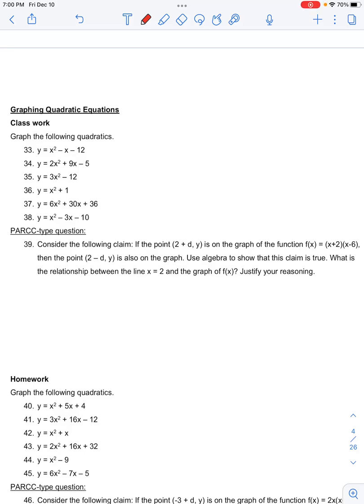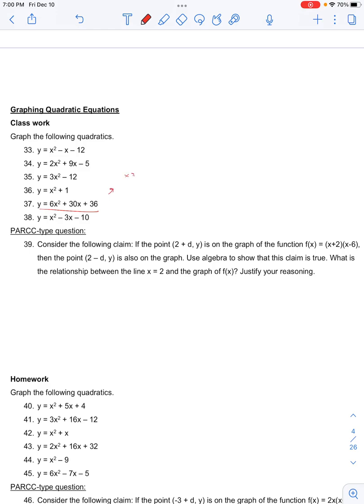Yeah, for number 37, your classwork for quadratic equations asks you to graph the following quadratic. So we have quite a large function. We have 6x squared plus 30x plus 36. So first I'm going to go ahead and find the vertex here.